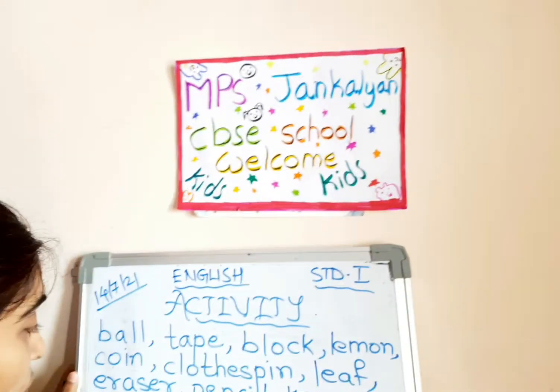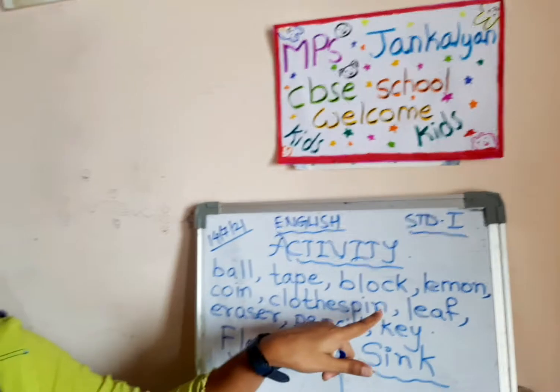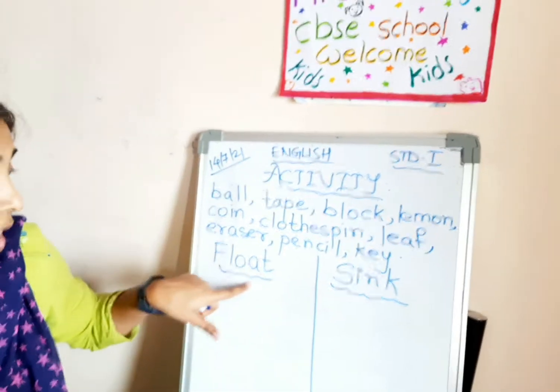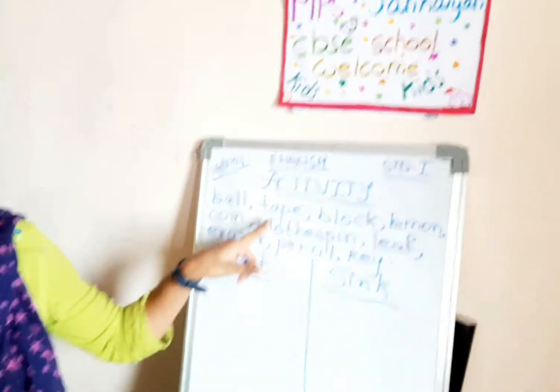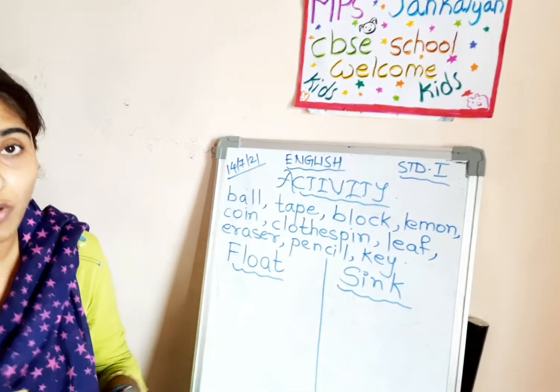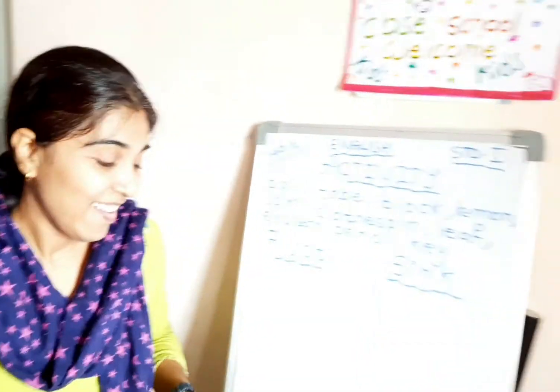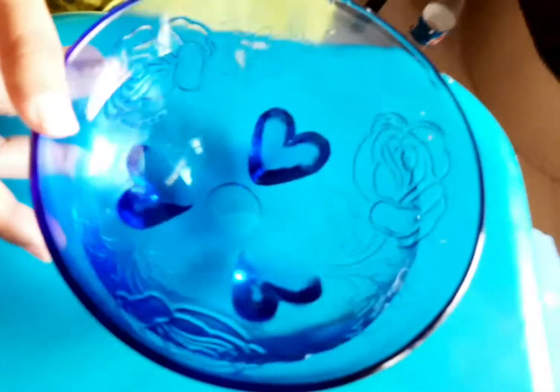We are going to distribute the objects that float under the float column and the objects that sink, we'll write them under the sink column. So let's begin our activity. Here children, you all can see a bowl of water.